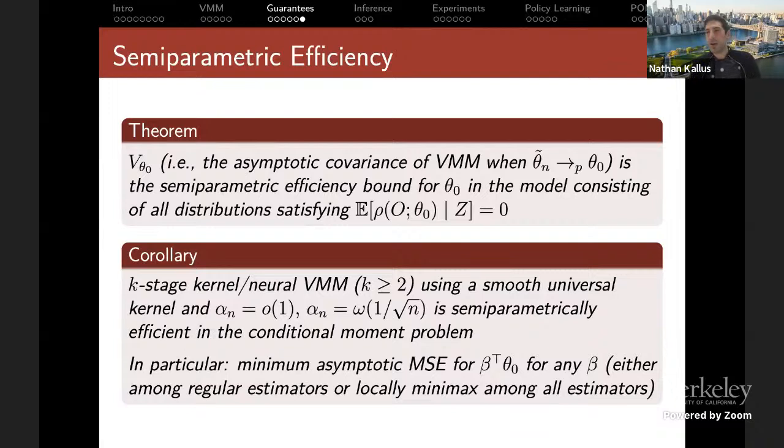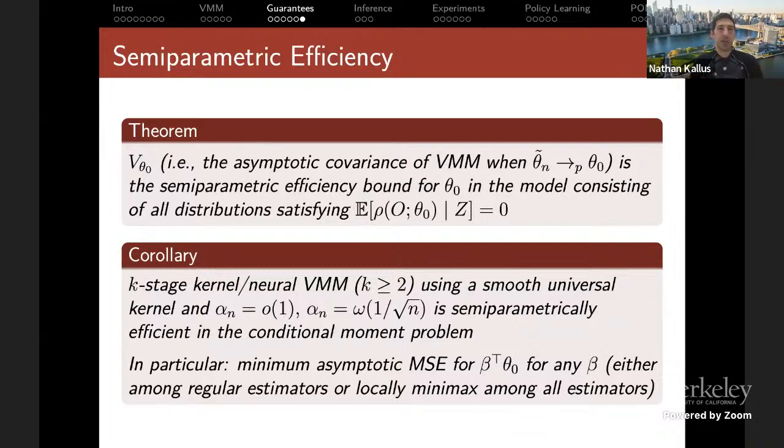So just a quick recap. What are we talking about? What is semi-parametric efficiency? Essentially what we're saying is that if you look for any beta at the asymptotic mean squared error of estimating beta transpose theta naught, so some aspect of theta naught, some contrast, some univariate aspect of theta naught that you care about, we're going to achieve the minimum possible asymptotic mean squared error. So minimum possible, either literally minimum possible among all regular estimators in this model, or we can also think about it as among all estimators in some locally minimax sense.